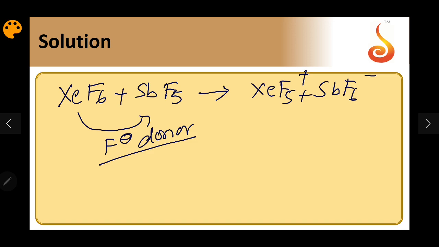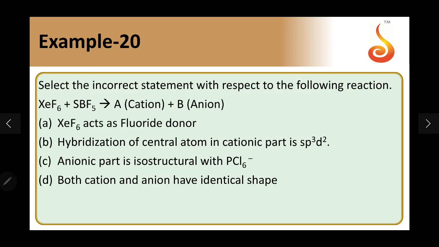If you see the options now, XeF6 acts as a fluoride donor, which is correct. The hybridization of the central atom of the cationic part is sp3d2. So what is the central cationic part?